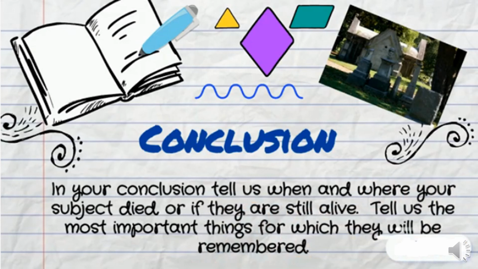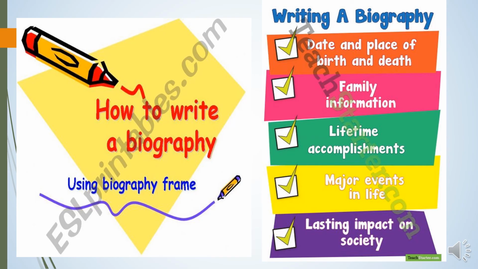And at the end, in your conclusion, or in the concluding sentence, tell us when and where your subject died. Okay, so it is the date and the place of their death, or if they are still alive. Tell us the most important things for which they will be remembered. And remember that in order to write a good biography, you have to use the biography frame.